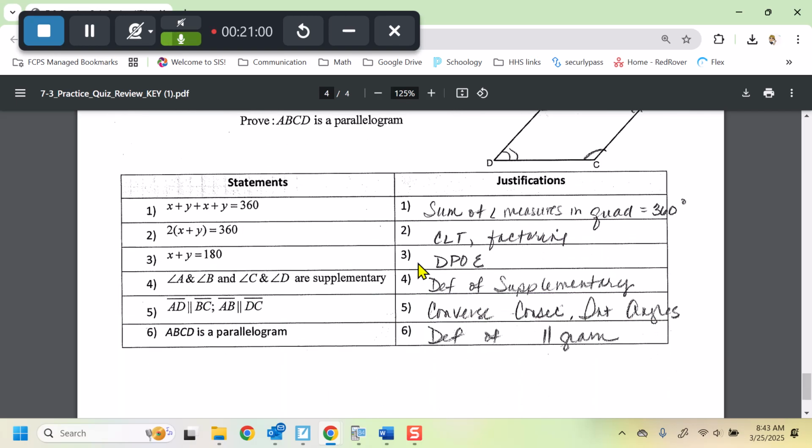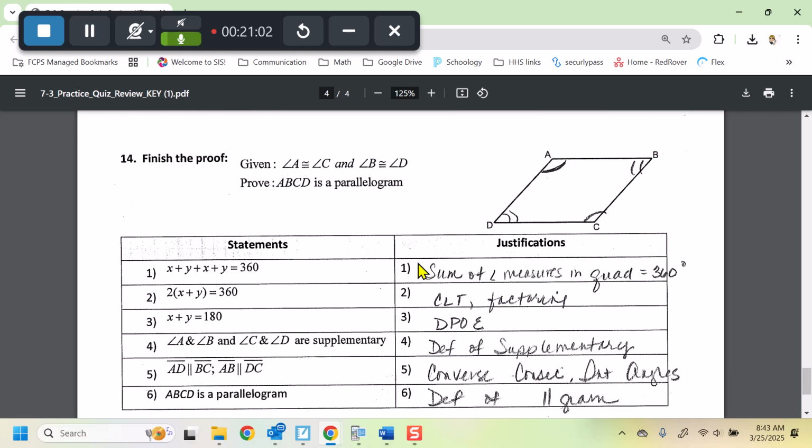Asking you to finish the proof. Given those angle measures, prove it's a parallelogram. I think the one that we did is a little bit different. We added a statement of given. Yeah, we updated it because we were missing the given.